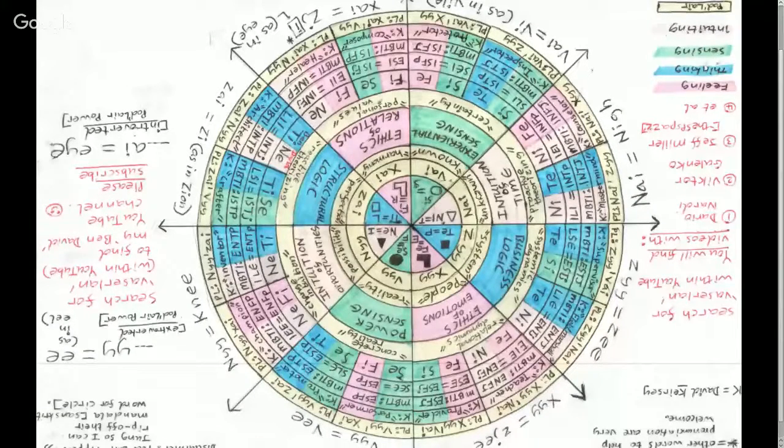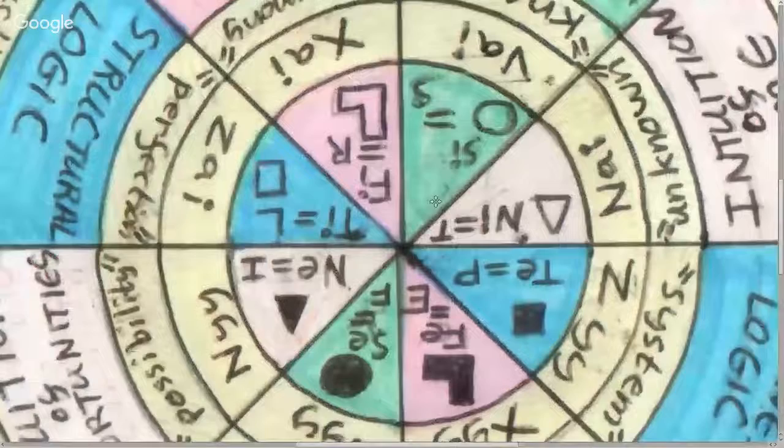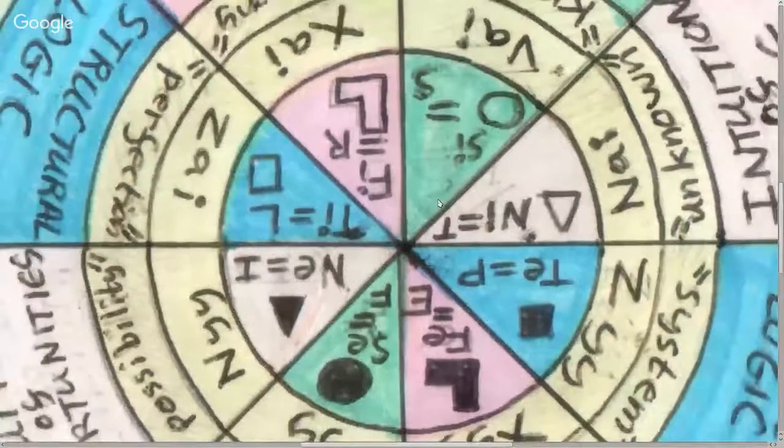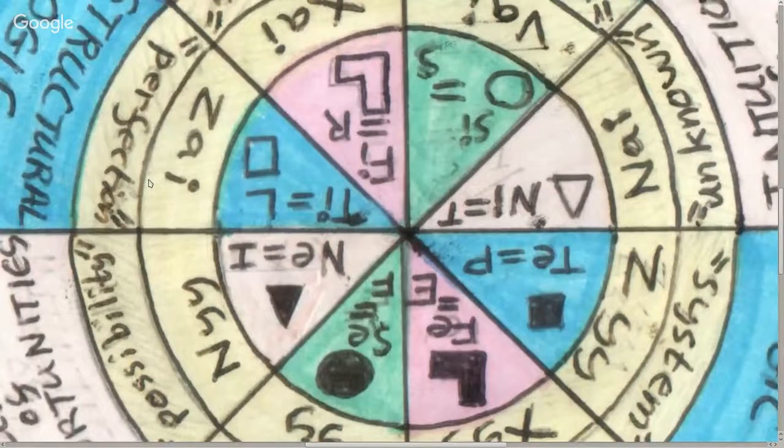If you look in the middle, in fact, what we can do is we can simplify this by going right into the middle, where you can see that's TI, FI, SI, NI. So we can just go with this, and that might simplify things.